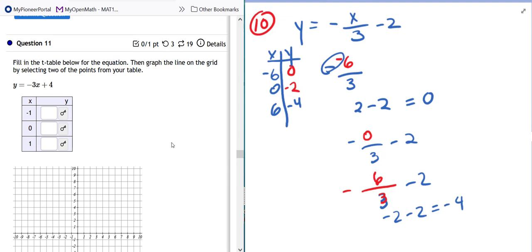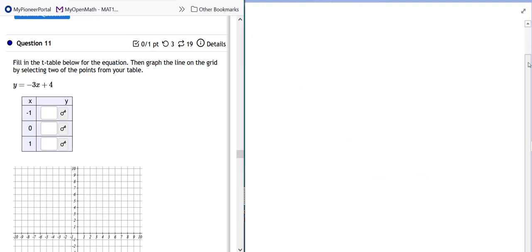Let's see, what time's left? 15 minutes. We should be okay to do this one. It's really going to be the same way. They're giving us what to plug in.